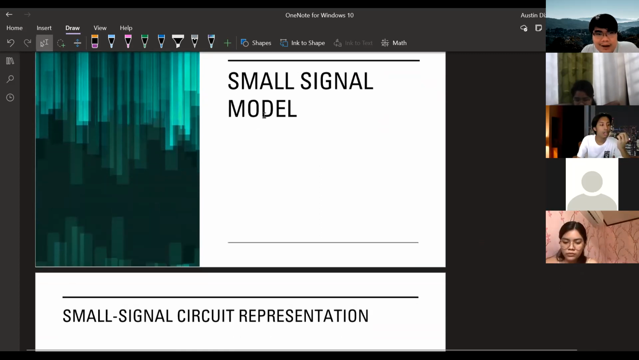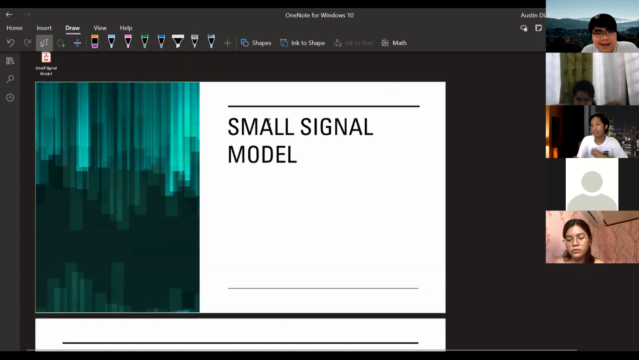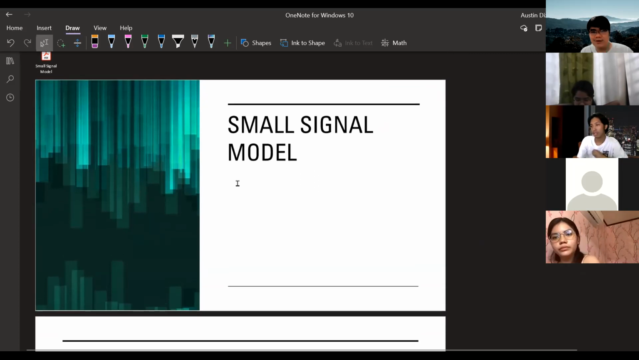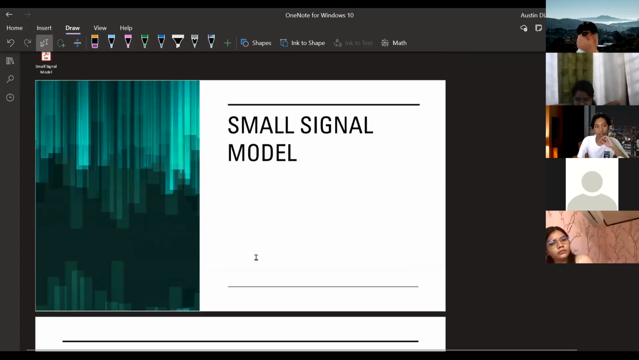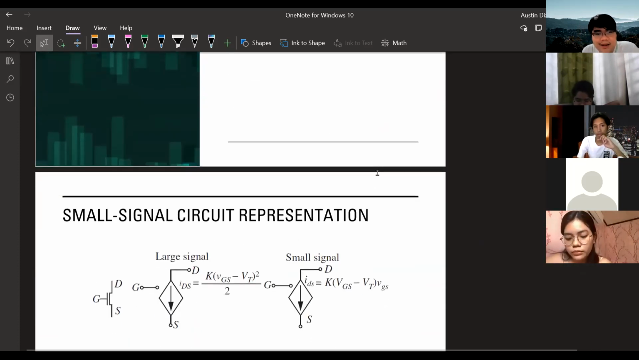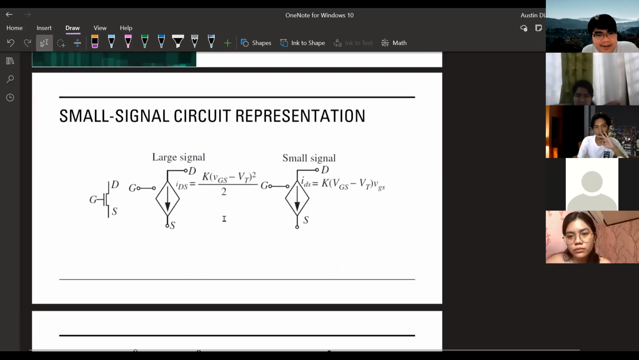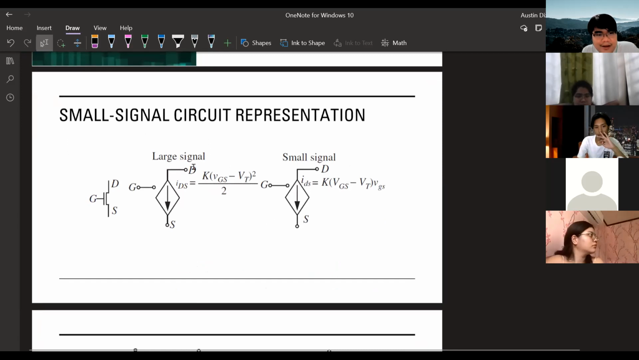Basically, para mas mapadali lalo buhay natin, mapalitan natin yung iba't ibang circuit elements natin kapag merong small signals, kung small signals ang ititignan natin. Okay? So, ito, meron tayong small signal circuit representation. Okay. Kunwari, MOSFET mo, kapag large signals yung ginagamit, you have to use this representation. And then, kapag small signals na yung ginagamit mo, you can use this representation.